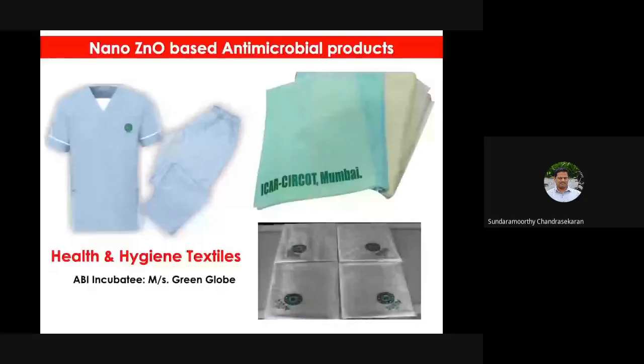So another incubation venture is the development of nano zinc based antimicrobial products. Initially we had developed the nano zinc based finishing on fabrics, but the basic problem with that technology is that whenever we give a finishing as a separate layer, it gets removed frequently in the process of washing. After some 5 to 10 washes it is lost. So we developed a technology where we can develop this nano zinc oxide in situ in the material through a chemical process. This technology has been taken over by one of the NGOs, Green Globe. They are located in Mumbai. So they thought this would be better.